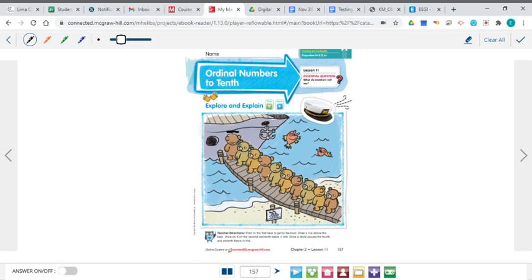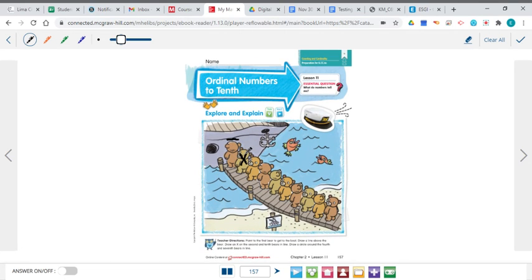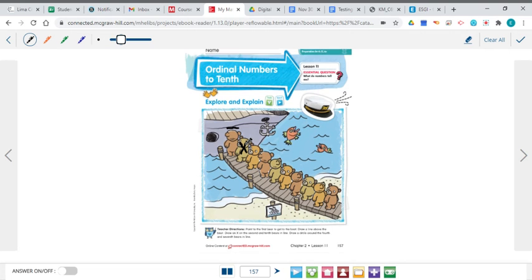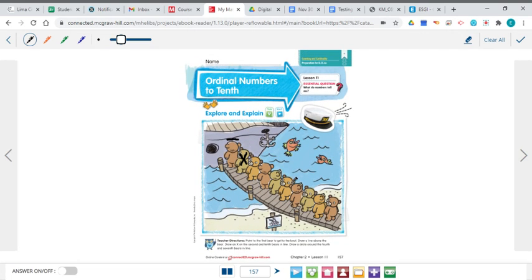So we know if he's first, that's jumpy, then this guy is the second guy. And 1, 2, 3, 4, 5, 6, 7, 8, 9, 10. He's number 10 in line, so he's the 10th. So we're going to put an X on him as well.